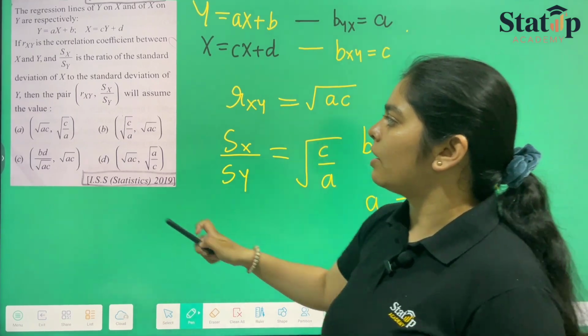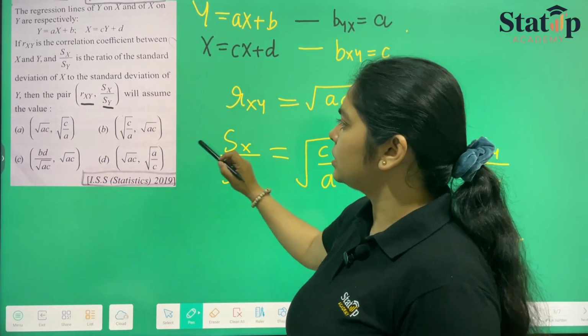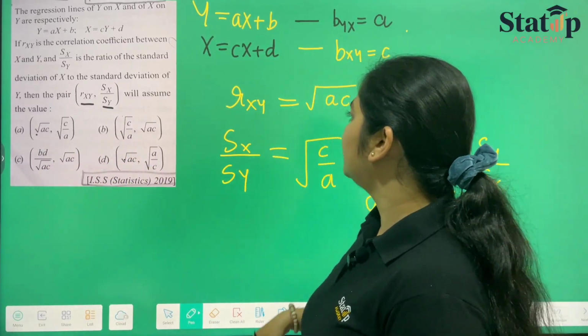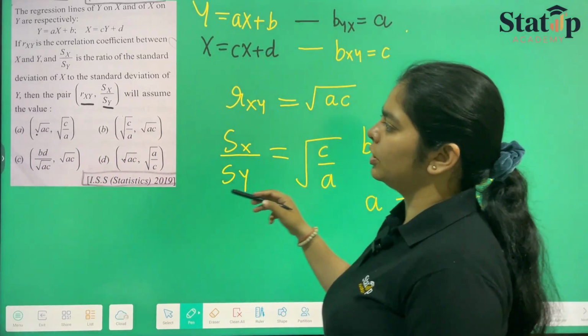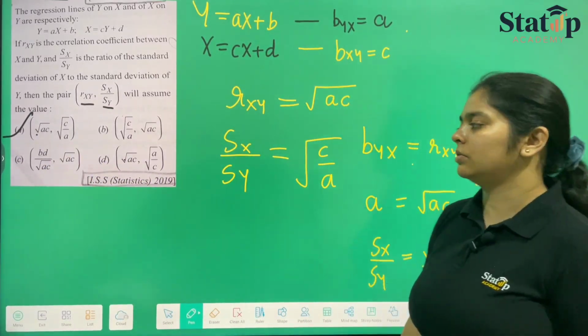And what they have asked us is the values of these two. So rxy is under root ac, which is given in D and A, and sx upon sy is root c upon a, which is given in option number A, and hence this is the correct option for this question.